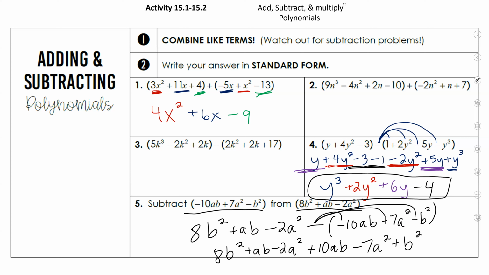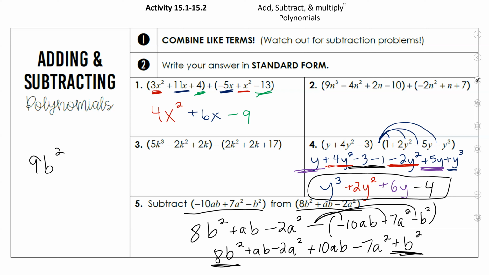Okay, so let's bring the b squareds together. So I have 8b squared and this b squared. What would that be together? Yep, I'm combining this with this. I'll do it over here since I'm running out of space. This will be 9b squared.